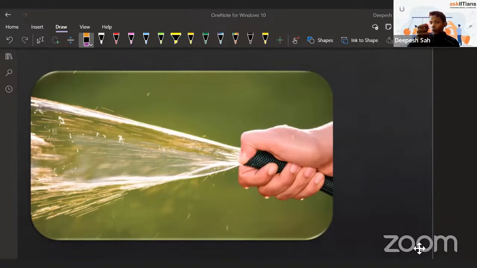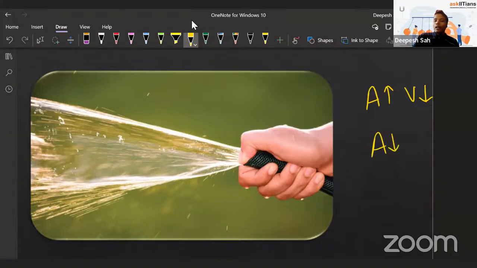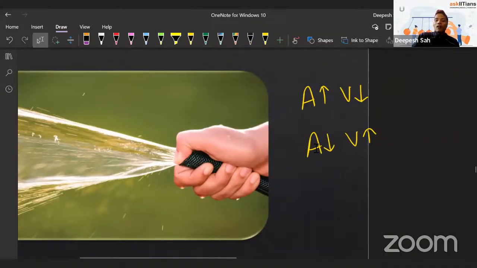This is what we will actually talk about now. If I put the thumb, before putting the thumb there were two scenarios. When I was not putting the thumb, the area was more and velocity was comparatively less. But as soon as I put my thumb, I'm reducing the area and automatically velocity increases. This is not even data, it is just a simple experience you have all gone through. So area is increasing, velocity is decreasing; area is decreasing, velocity is increasing.